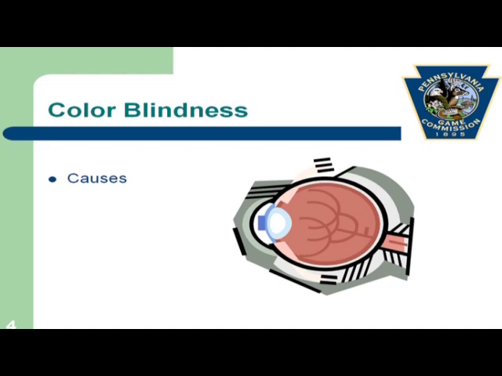Color blindness may be hereditary or caused by disease of the optic nerve. Photoreceptors called cones located in the center of the retina are responsible for color perception. The cones contain three photosensitive pigments: red, green, and blue. Defective color vision is a result of a deficiency or absence in one or more of these pigments.